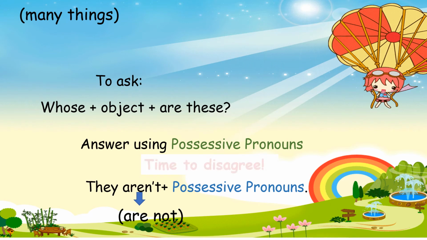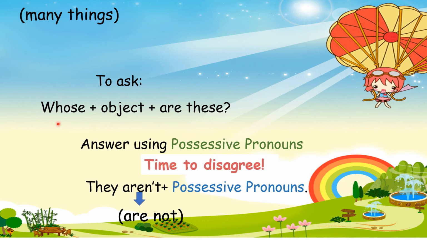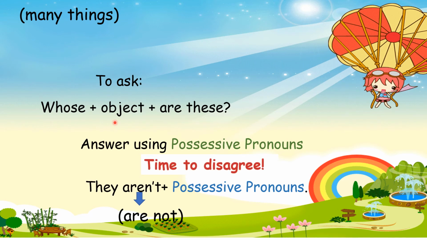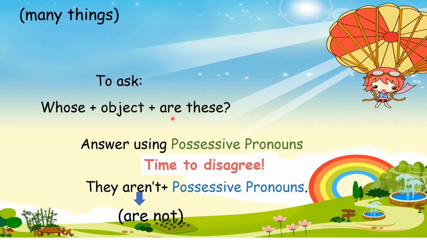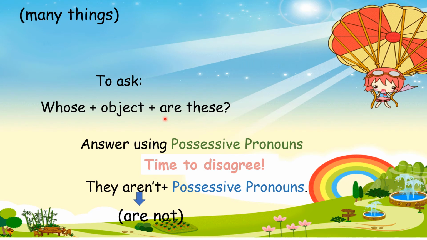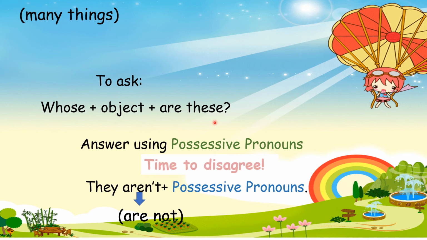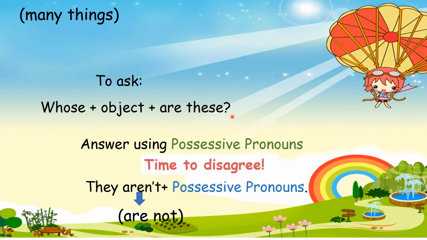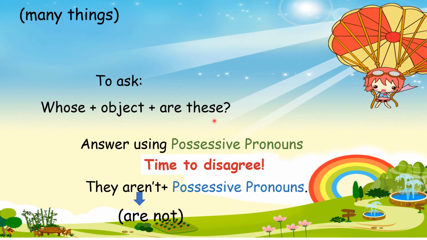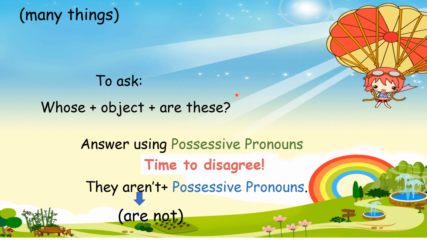Now, to ask about ownership of many objects, we will start the question with whose, followed by the name of the object, and "are these." Remember, just now in the previous slide we used "is this." But in this slide we use "are these," meaning we are asking about many things. When you see "are these," they stand for many things.